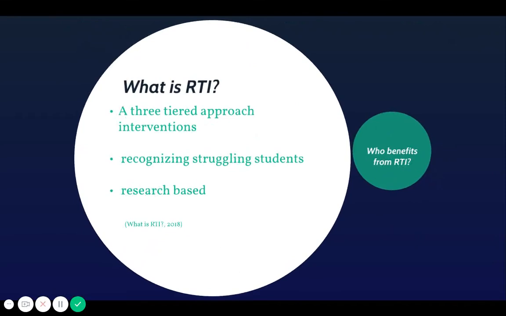RTI is essentially a three-tiered approach to recognizing the early signs of struggling learners. This is often done through progress monitoring and data collecting, amongst some other things, and we'll discuss those throughout this presentation. RTI is also done through small group interventions, and the ultimate goal is to meet each individual child's needs by using research-based materials, curriculums, and teaching methods.